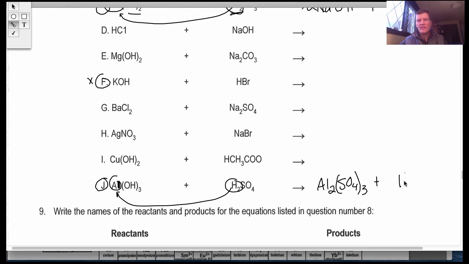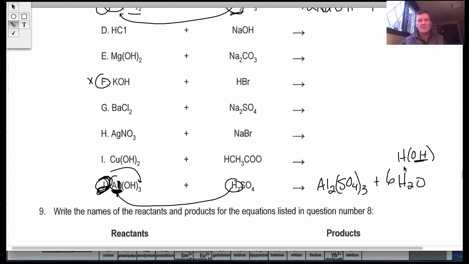And I'm going to write it as H2O, but to balance it a little more easily, I'm going to think of it as HOH. Okay? So you'll notice we have 1 aluminum here and 2 on this side. So I'm going to put a 2 in front of that compound. That is going to double the 3 hydroxides. So I have 6 hydroxides there, so I'm going to put a 6 in front of the water to make 6 hydroxides.